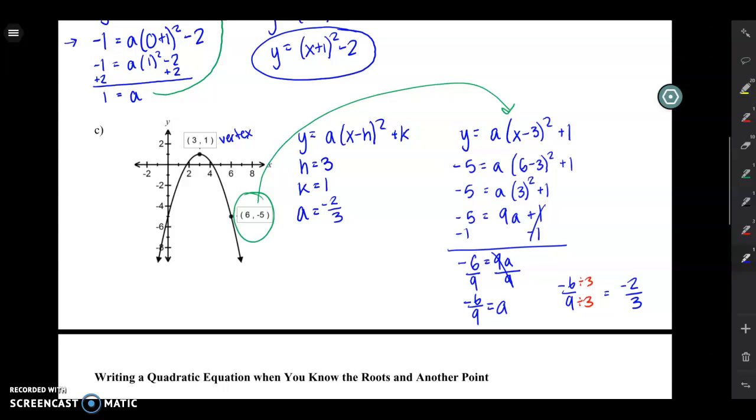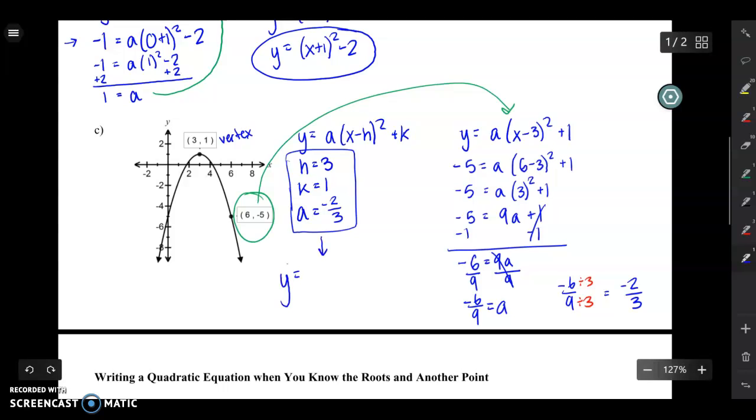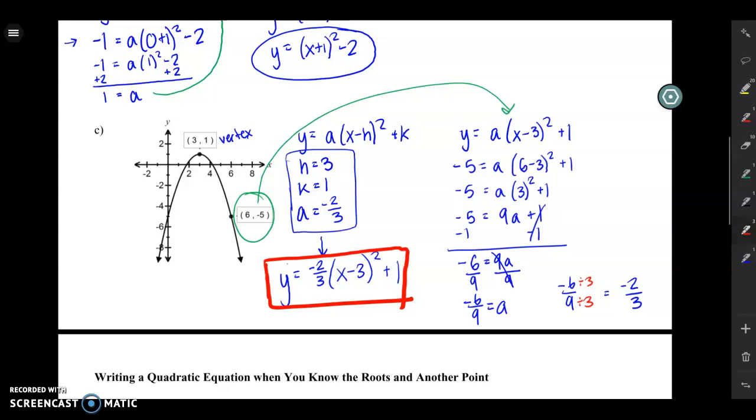Now I know my a, my h, and my k, so I can write the equation in vertex form. y equals negative 2 over 3 times x minus 3 squared plus 1. Maybe I'll outline this in red so we know it is our final answer. That is my final answer for this problem, the equation of the parabola on the left.